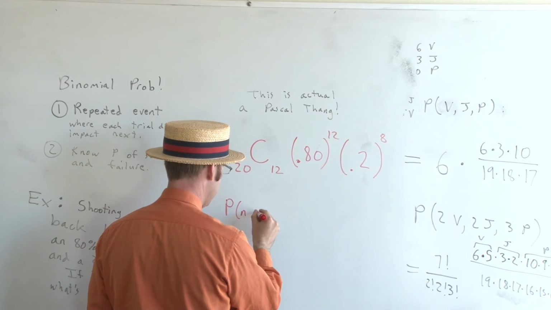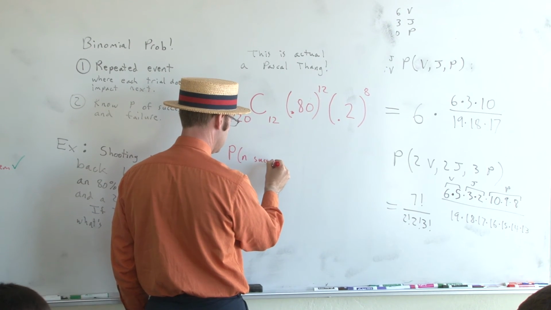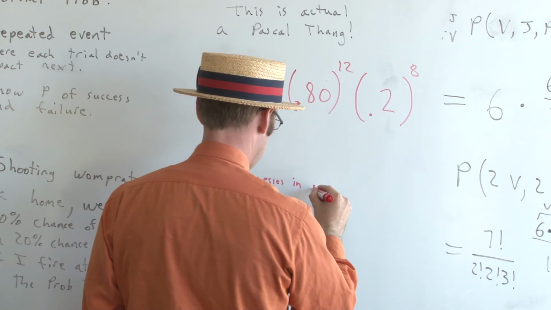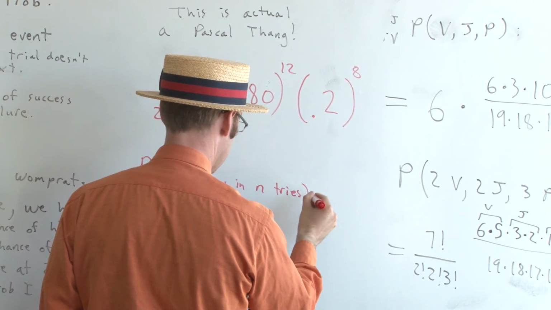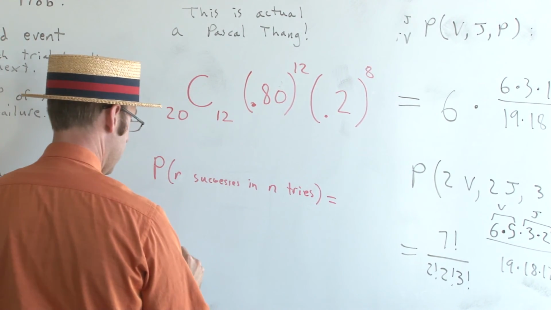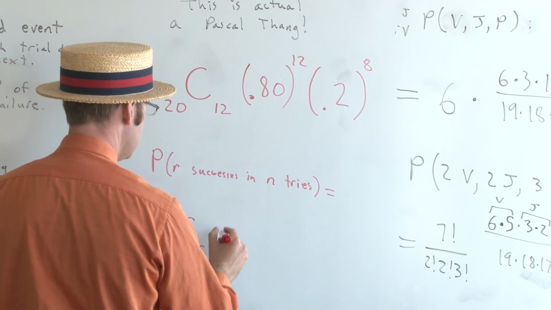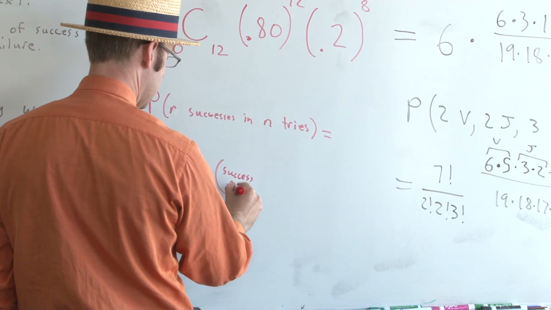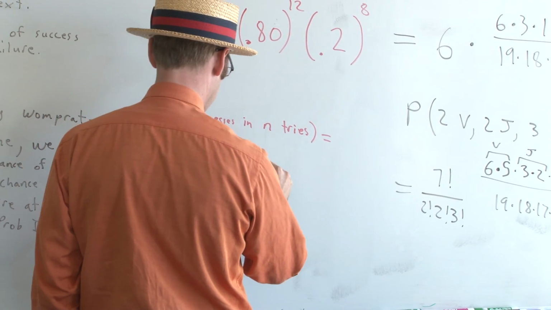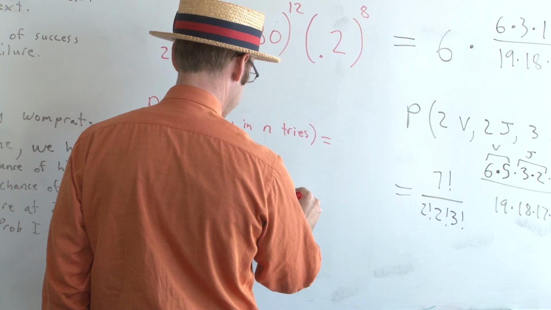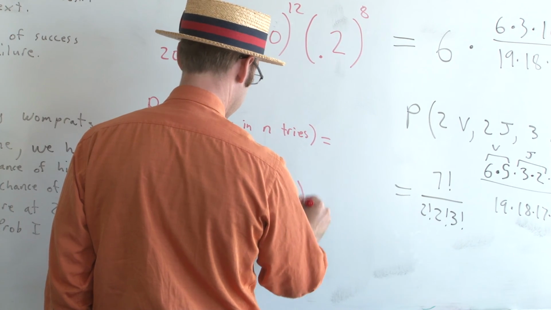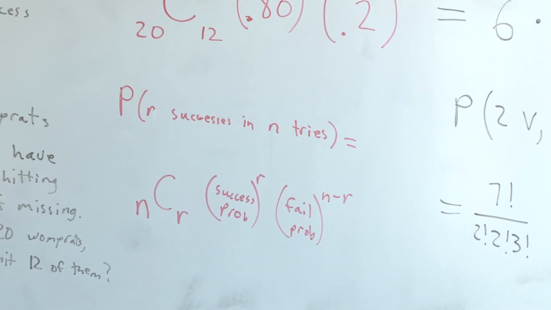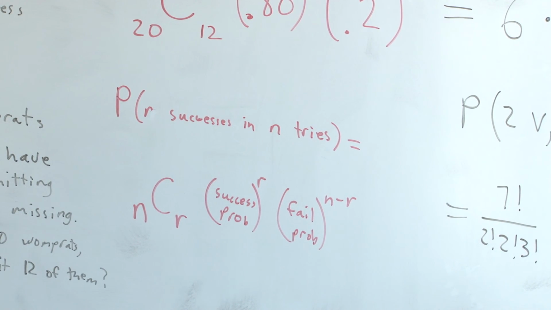So generally speaking, the probability of r successes in n tries is going to be nCr, your success probability to the r, times your fail probability to the n minus r. That's it.